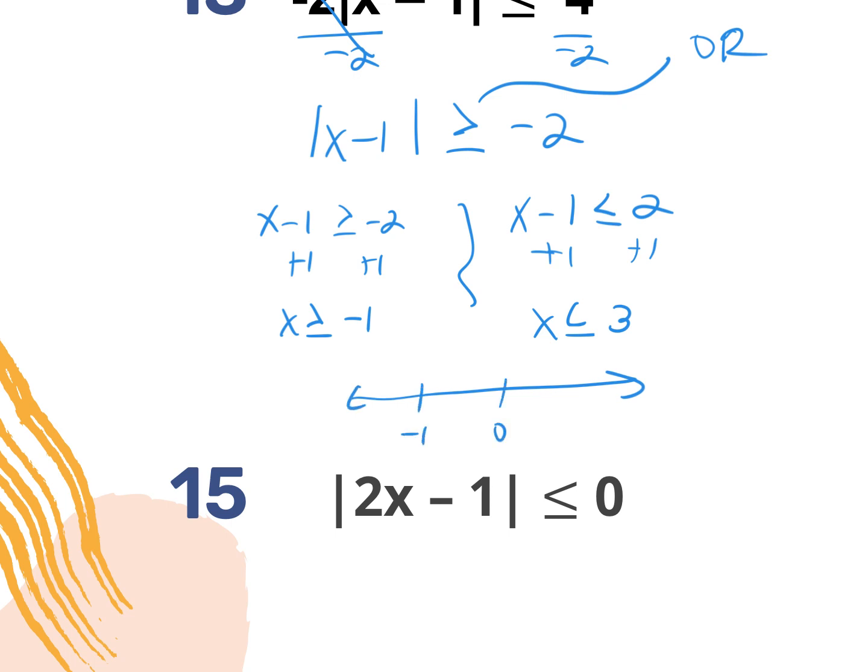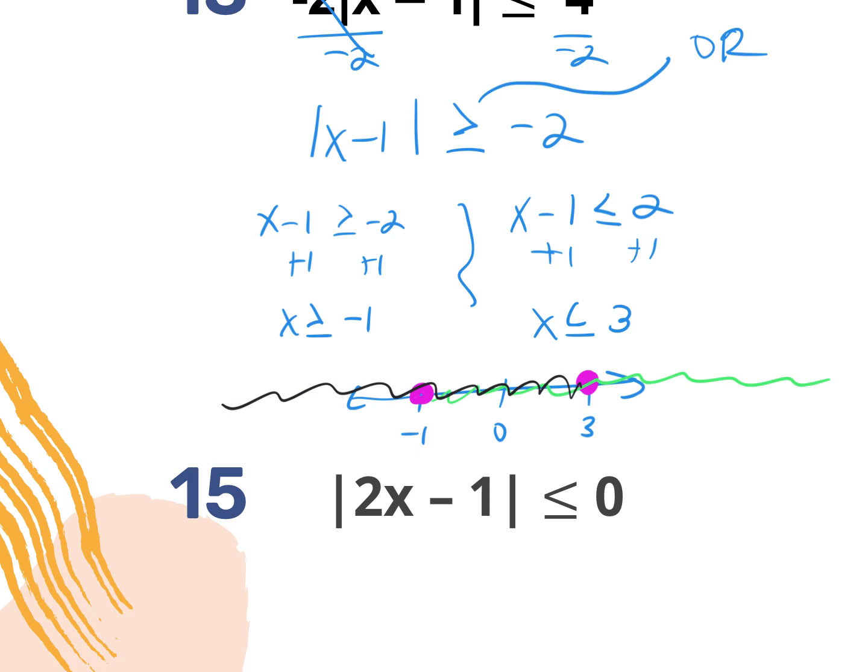Here's negative 1, here's 0, here's 3. What kind of dots do I have at negative 1? Closed. And what do I have at 3? Closed. All right. So I want all of this stuff that's greater than or equal to negative 1. Okay. So everything over here. Then I want all the stuff that's less than or equal to what? 3? Over here. Everybody agree?